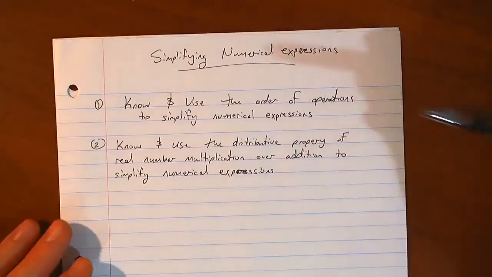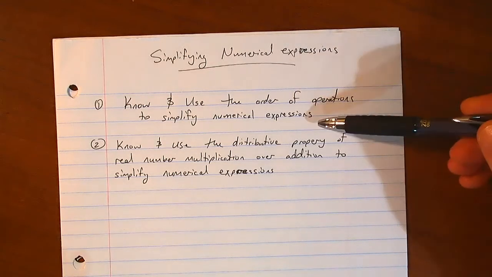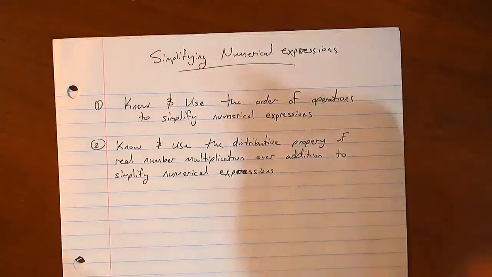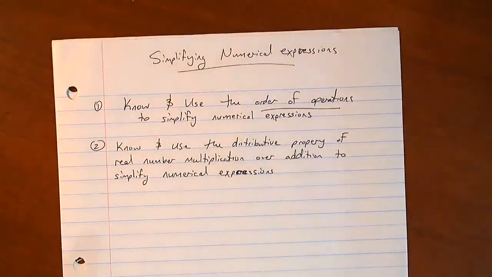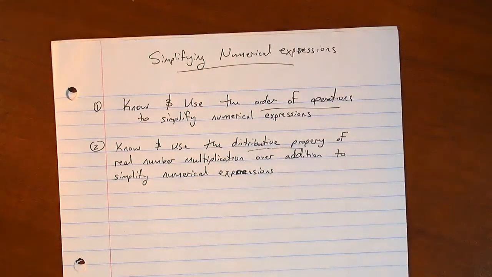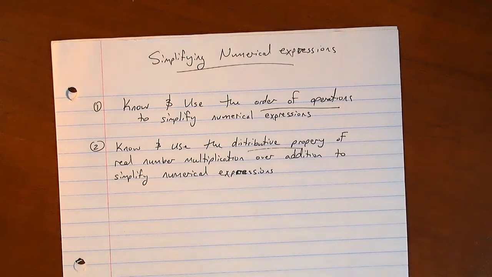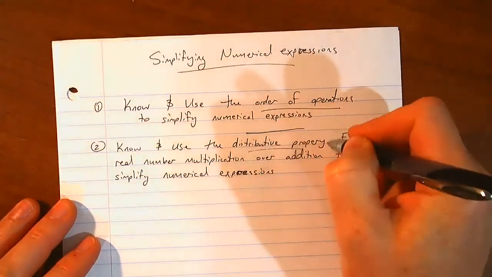So simplifying numerical expressions is our topic, and our primary learning objective is to simplify numerical expressions with order of operations. So that's the primary focus, order of operations. But there is this thing called the distributive property that we will also talk about. Here you see the full name of the property, the distributive property of the real number multiplication over addition. That is a mouthful. We will just simply call it the distributive property in our class.